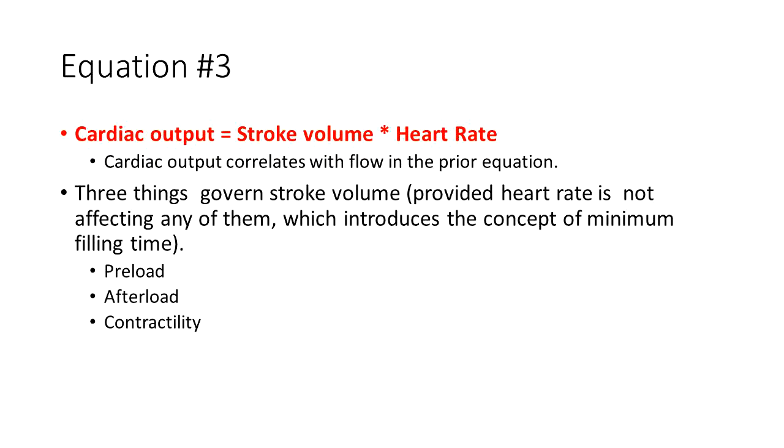There are 3 things that govern stroke volume, provided the heart rate is not affecting any of them, which introduces a concept of minimum filling time. In other words, if there are very high heart rates, you may not be able to get a preload. So the 3 things that we have are preload, afterload, and contractility, and these really will dictate stroke volume. So let's talk about these.